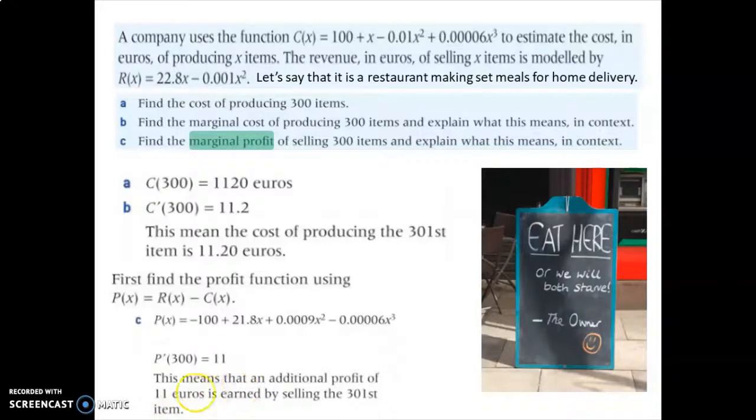Okay, check your work. There's the profit function. And when you take the derivative of it and put 300 into it, you get that marginal profit. So what that tells you is at 300 units of production for this restaurant, they are making €11 extra. At 300, they make €11 for that extra item. So good profit for them.